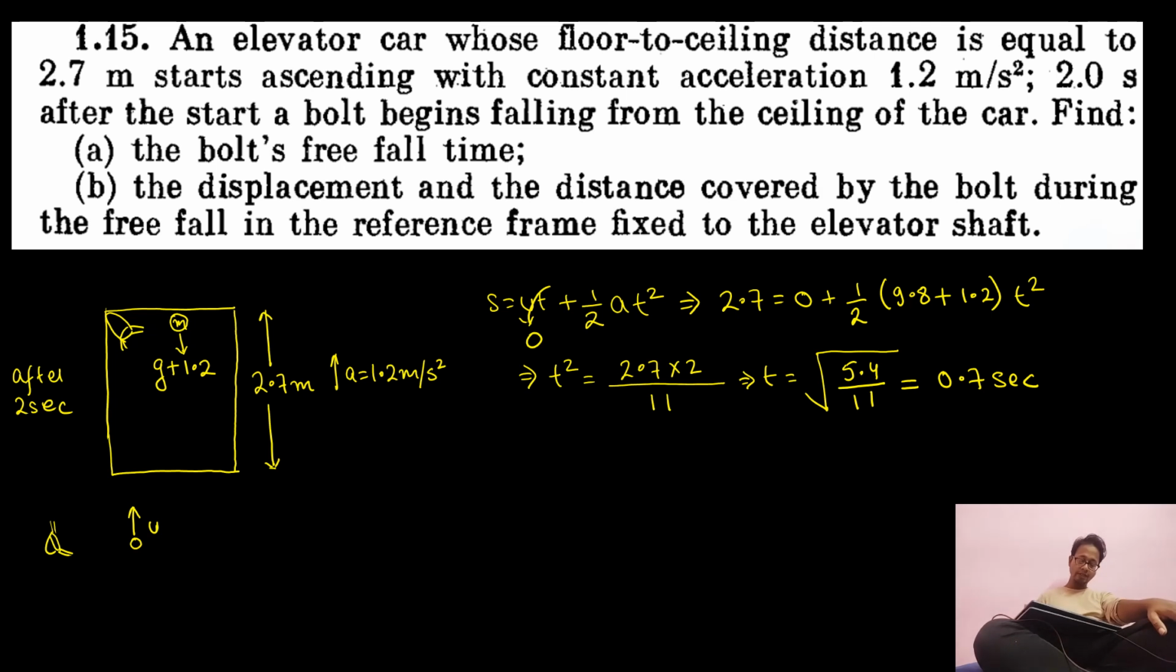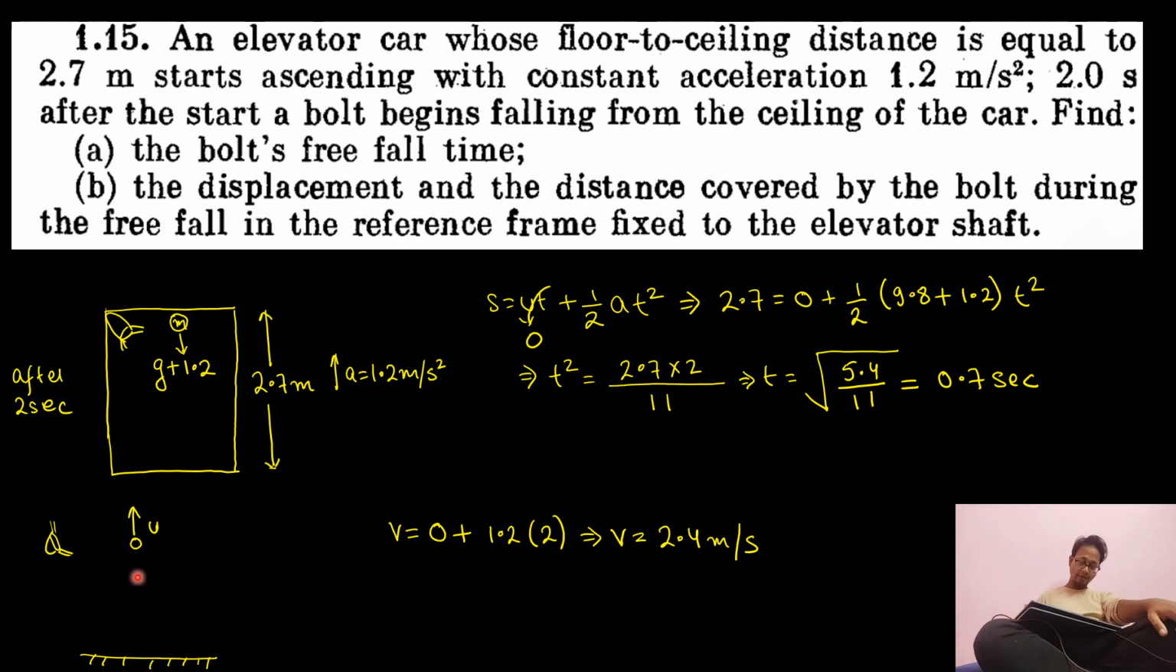So u is equal to, what is the velocity after 2 seconds? v is equal to u. What's the value of u? The value of u is nothing but the elevator starts at 0 plus a. What's the value of a? 1.2 into 2, or v is equal to 2.4 meter per second. Suppose this was the ground from where the elevator started.